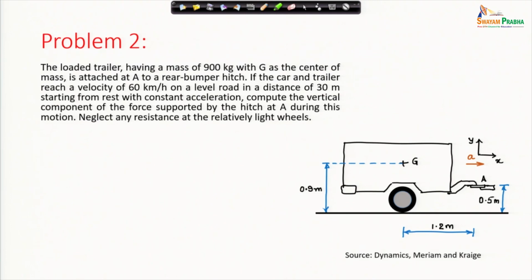We have this trailer, it is something like a box, again can be considered to be a prismatic body. The point G, the center of mass of the body, and this point A, they are located in the vertical mid plane of the trailer. All dimensions are specified. Acceleration is specified in an indirect form. It is given that it reaches a velocity of 60 km per hour over a distance of 30 meters.